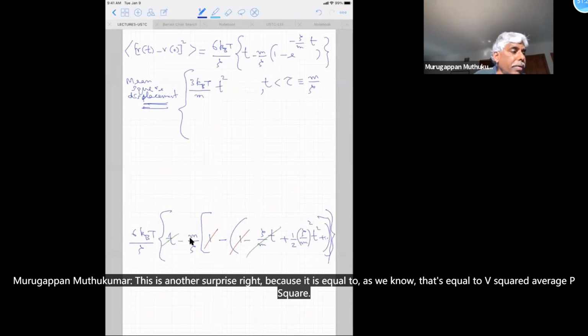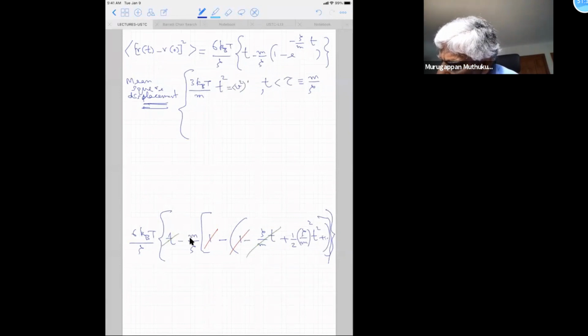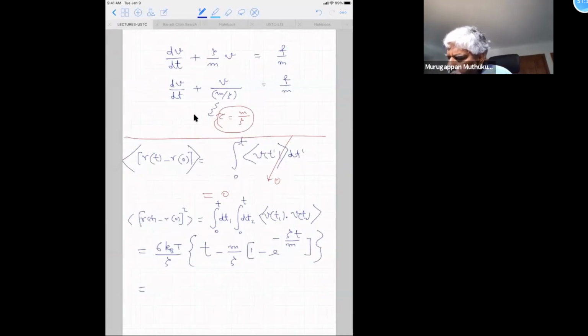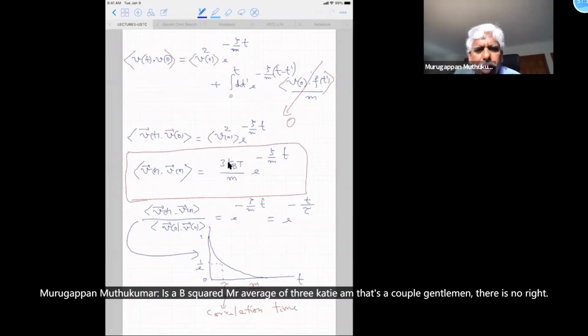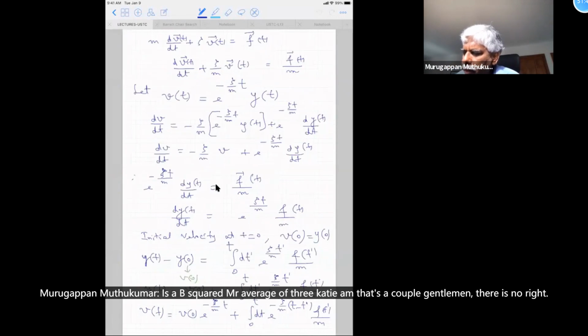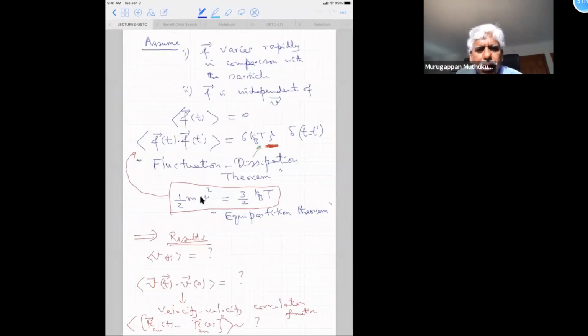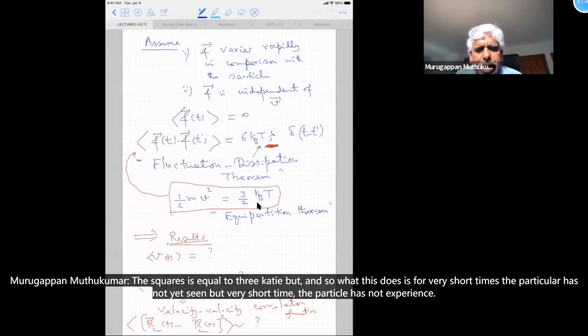This is not a surprise, right? Because this is equal to, as we know, v squared average times t squared. 3 kT by m, I told you, is the v squared average. That's the equipartition theorem. So v squared is equal to 3 kT by m.